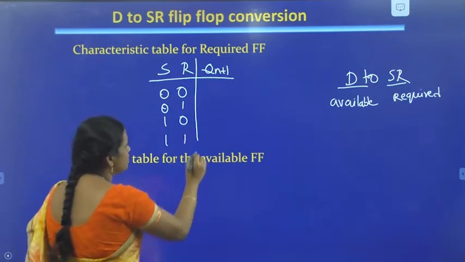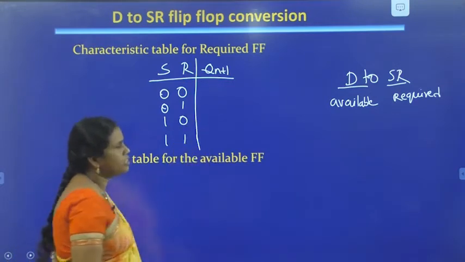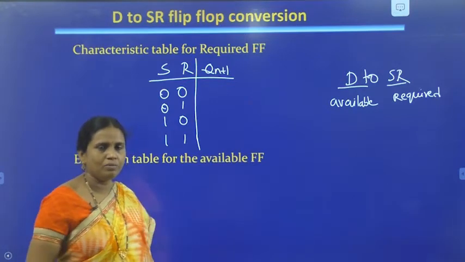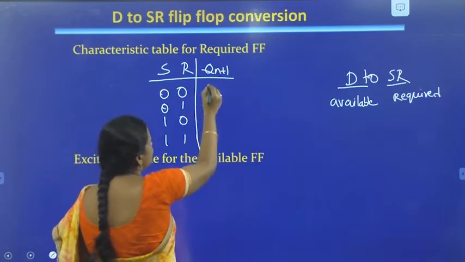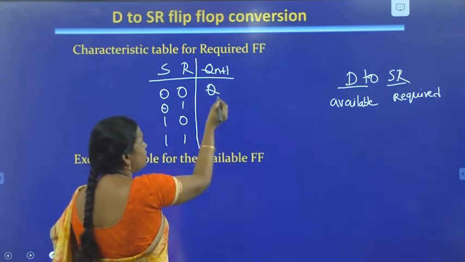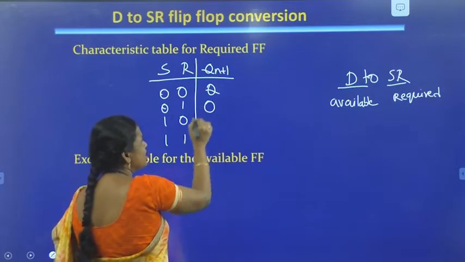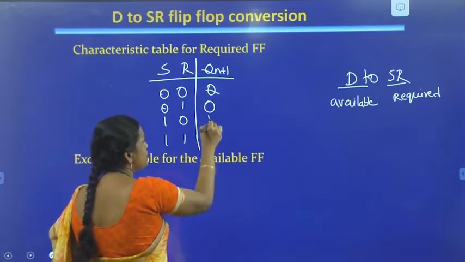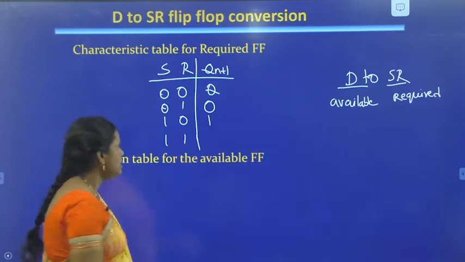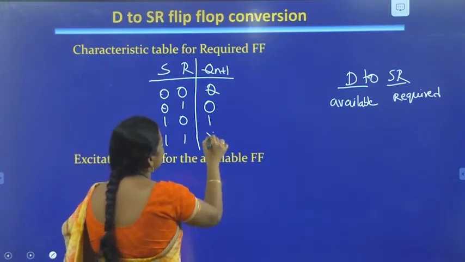And for Qn plus 1, what is our next state for the SR flip-flop? When it is 0 0, we are going to have the memory. That means whatever the value of Q, that is going to be the same for the next state. For 0 1, whatever the value of Q, it is going to be reset. For 1 0, whatever the value of Q, it is going to be the set. And for 1 1, it is going to be the invalid state.